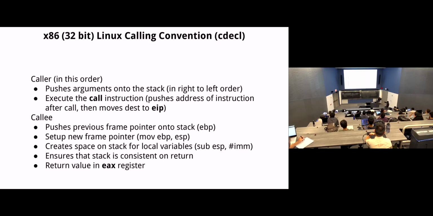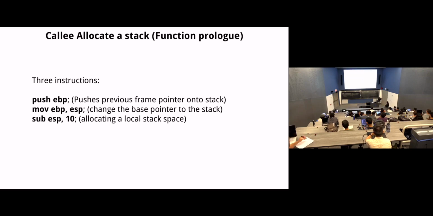Then it will set up its own new frame pointer, which is just move ESP to EBP. After that, it will create some space for its own local variables. How to create a space? Just subtract some number from ESP. Then those local variables will be in that space. Then after it runs, it will just return the value in EAX. Okay, this is without example. This is hard to digest, so don't worry. We're going to see more concrete examples.